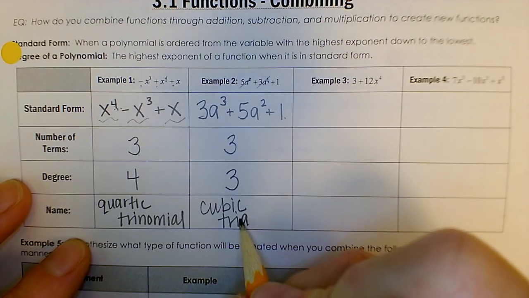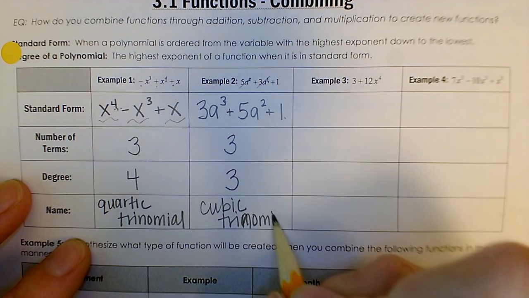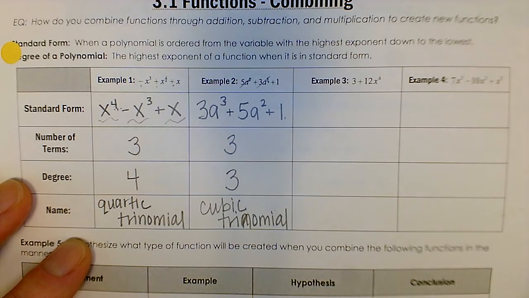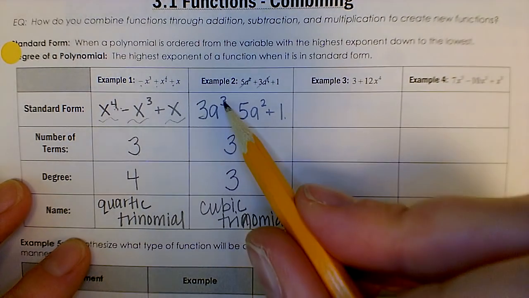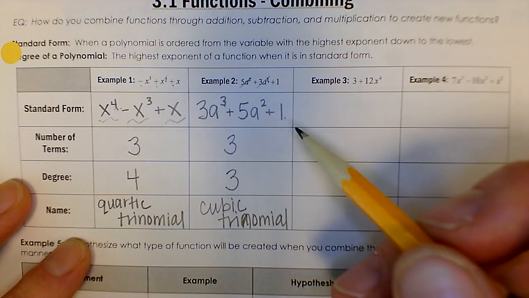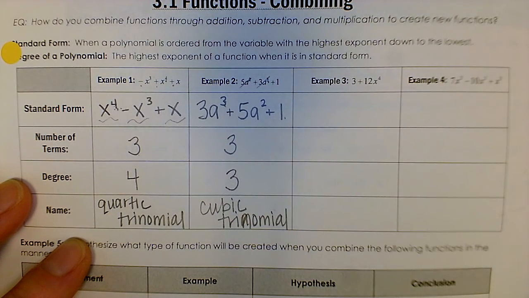2 parts would be binomial. 1 part would be monomial. Squared would be quadratic, which you guys have done before, right?